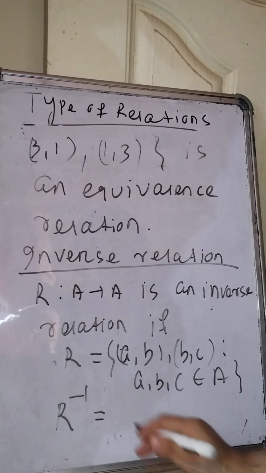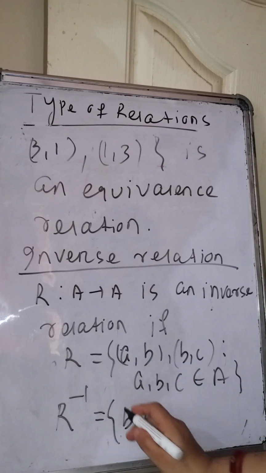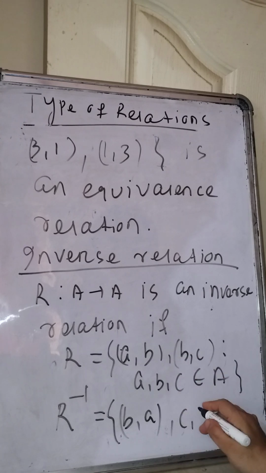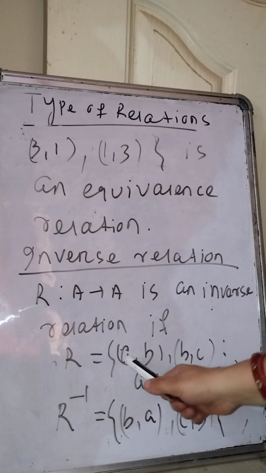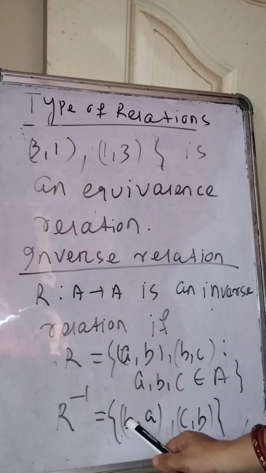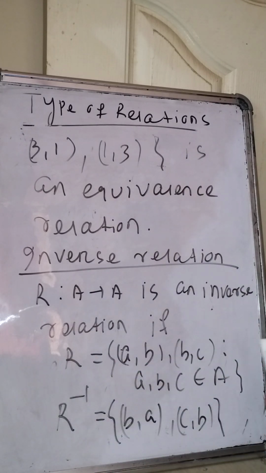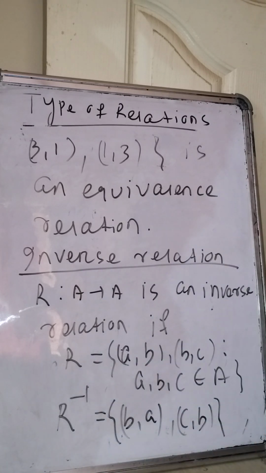So which ordered pairs will it take? It will take (b, a), (c, b), like this. So if (a, b) is present, (b, a) must be present. If (a, b) is in relation R, (b, a) will be in R inverse. If (b, c) is present in relation R, (c, b) will be in R inverse.